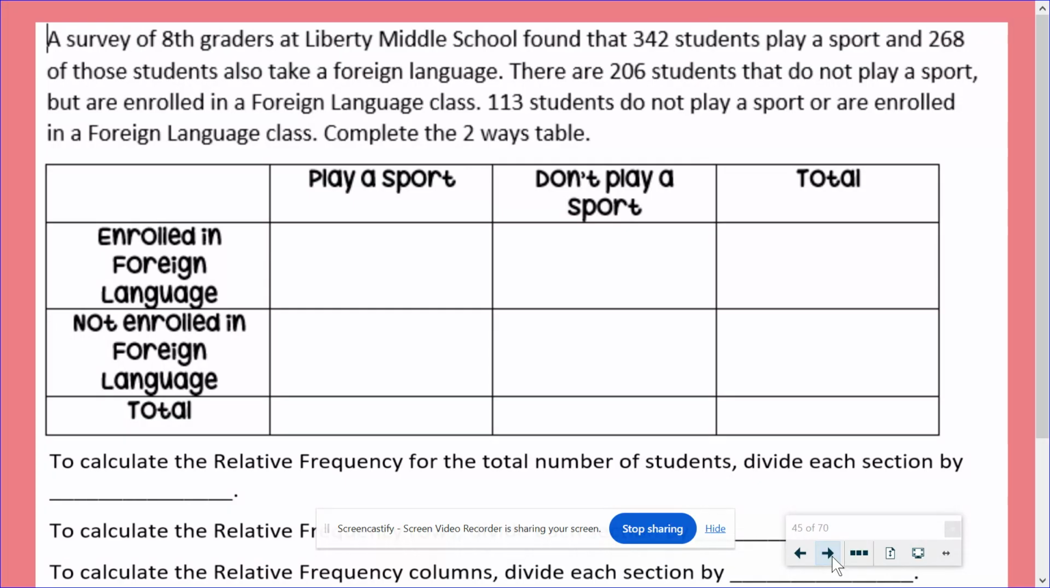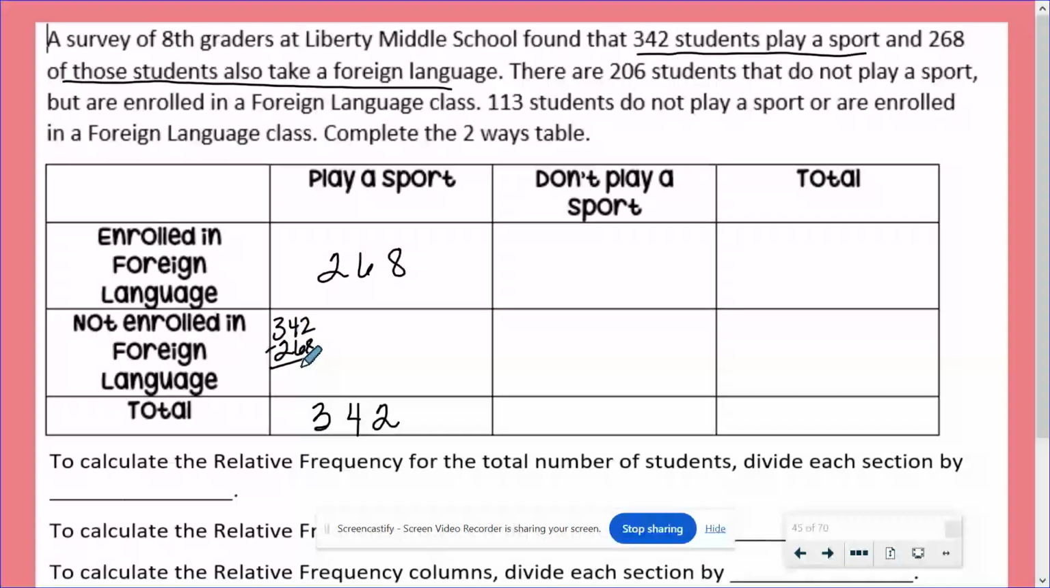So what is our obvious information? 342 students play a sport, and 268 of those students also take foreign language. So we know that the 268 do both, play a sport and are enrolled in a foreign language. And we know that there are 342 students that play a sport total. So that's going to go down here in my play a sport total category. If I subtract those two numbers, 342 minus 268, that's going to give me 74. So I know that 74 play a sport but are not enrolled in a foreign language.